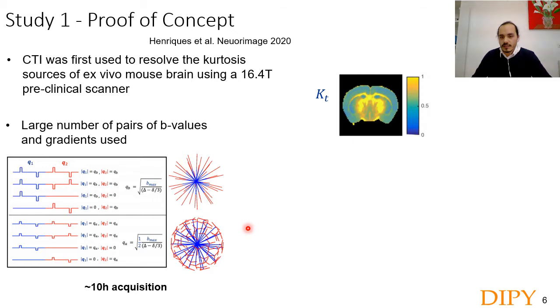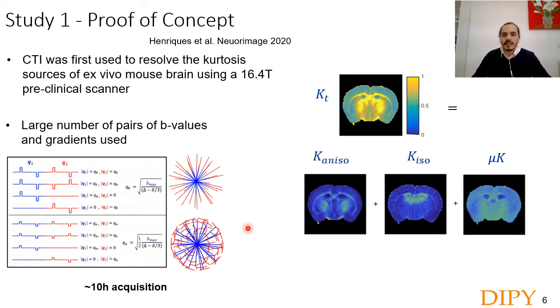Here I'm showing the total kurtosis source extracted by CTI, and here its sources. So we can see that the sources of kurtosis resolved by CTI predict the higher K-ISO in the white matter of the rodent. We show that K-ISO is sensitive to the partial volume effect, where we have higher variance between free water and the water in tissues. And more interestingly, we observe that the microscopic kurtosis is non-vanishing, so it's present.